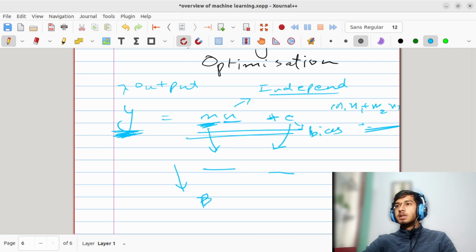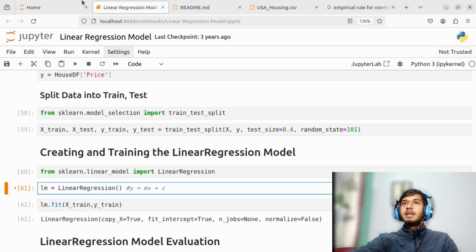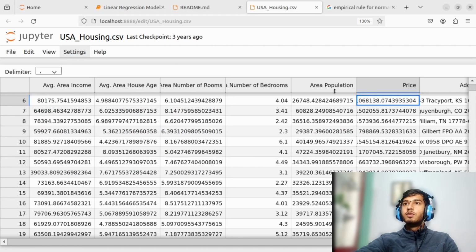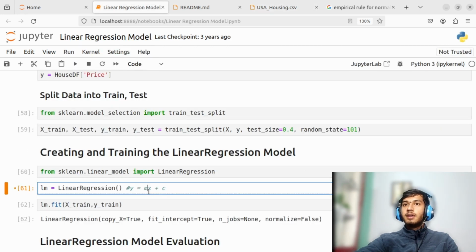Here we have used, if you remember, m1 x1 plus m2 x2, right. This will be the number of your independent variables. So in our case there were 5 independent variables, 1 2 3 4 5. So here we will have m1 x1, and it will go till 5. Our equation will look something like this.